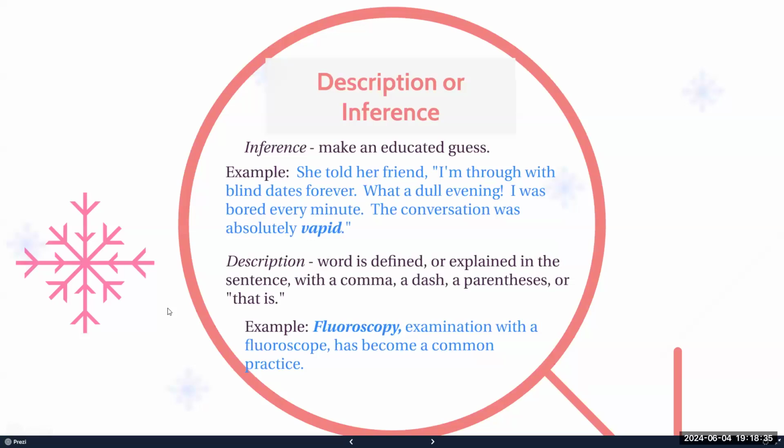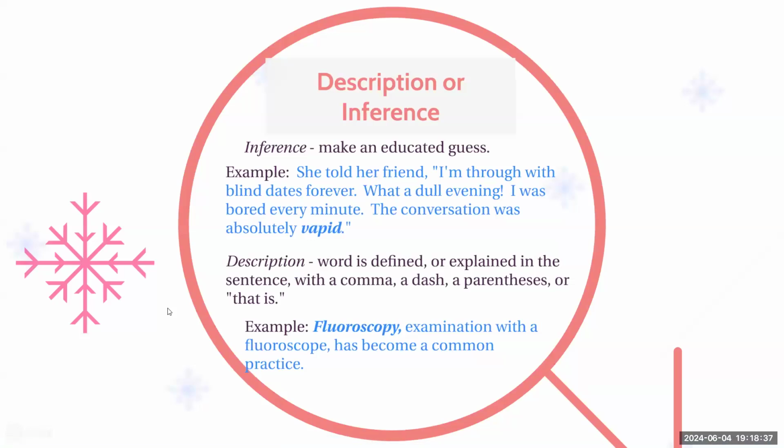The last one we have, I think I said that earlier, but this is the last one. The last one we have is a description or an inference. And an inference is an educated guess. We talked a little bit earlier about educated guesses. What can something potentially mean by the things that are surrounding it?